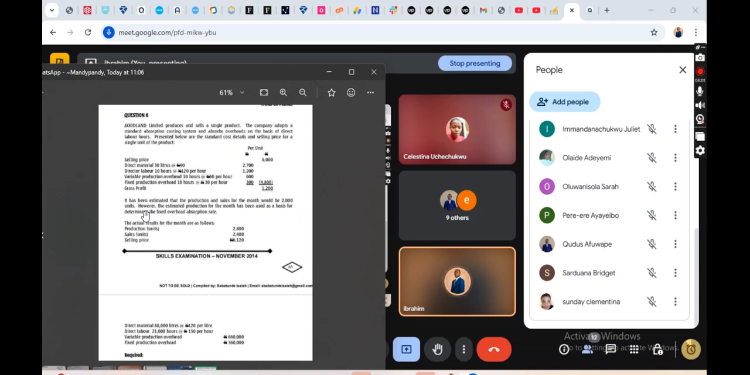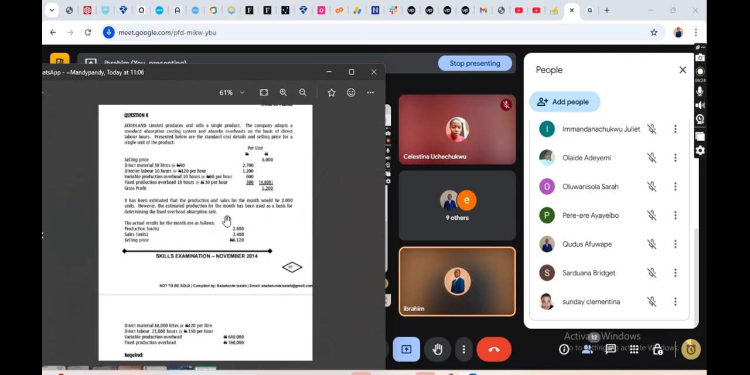Production and sales for the month will be as it has been estimated. So this is also your standard unit or budgeted unit. Can you see? It has been estimated. It is what you estimate. That is standard.